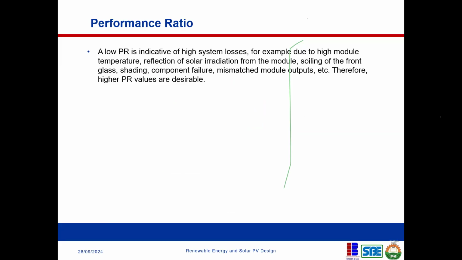So a low performance ratio is indicative of high system losses, for example, due to high module temperature, reflection of solar irradiation from the module, soiling on the front of the glass, shading, component failure, mismatched module output, etc. Therefore, high PR values are desirable.